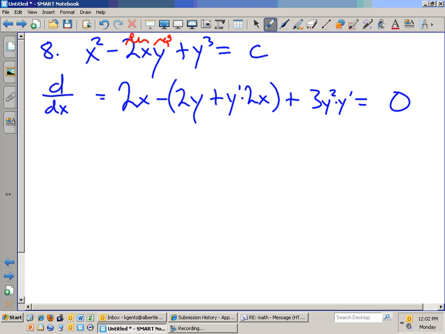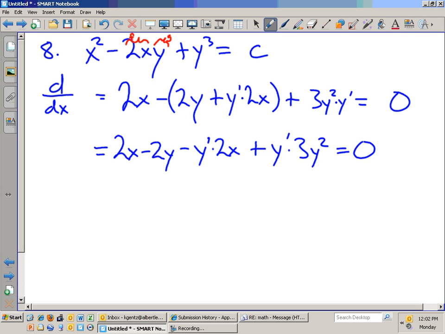So if I simplify this even further, I get 2x minus 2y minus y prime times 2x plus y prime times 3y squared equals 0. Now, what makes this problem unique compared to the others is that I have multiple y primes. So what do we do?